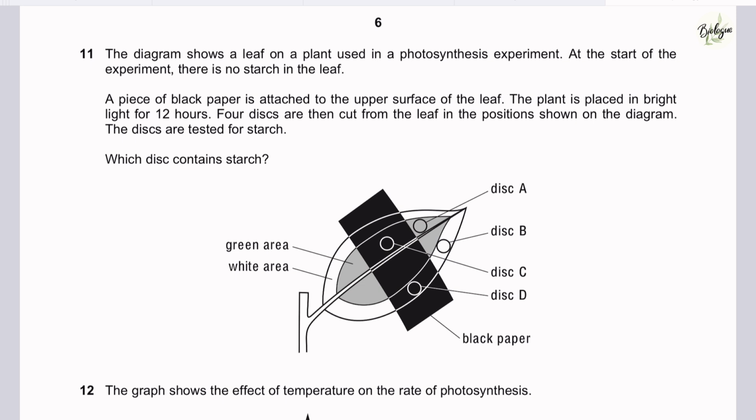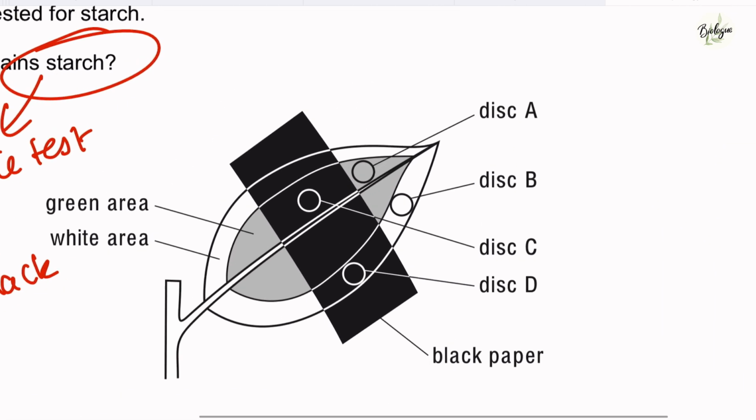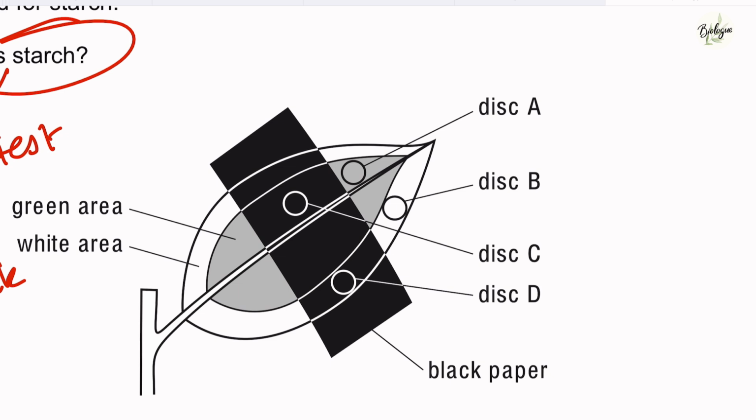Which disc contains starch? Remember, for starch, we need to be using the iodine test, and the iodine test suggests that the color change that occurs is from brown to blue-black. So the green area is the one that will actually contain the chlorophyll necessary for the production of starch through photosynthesis. So you should only be really focusing on the green area. So the green area is essentially here.